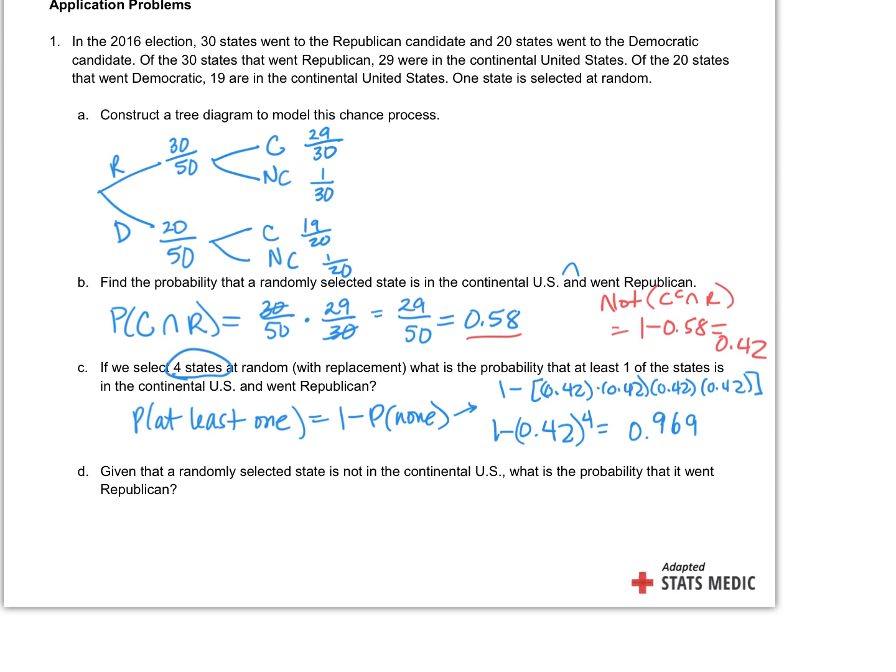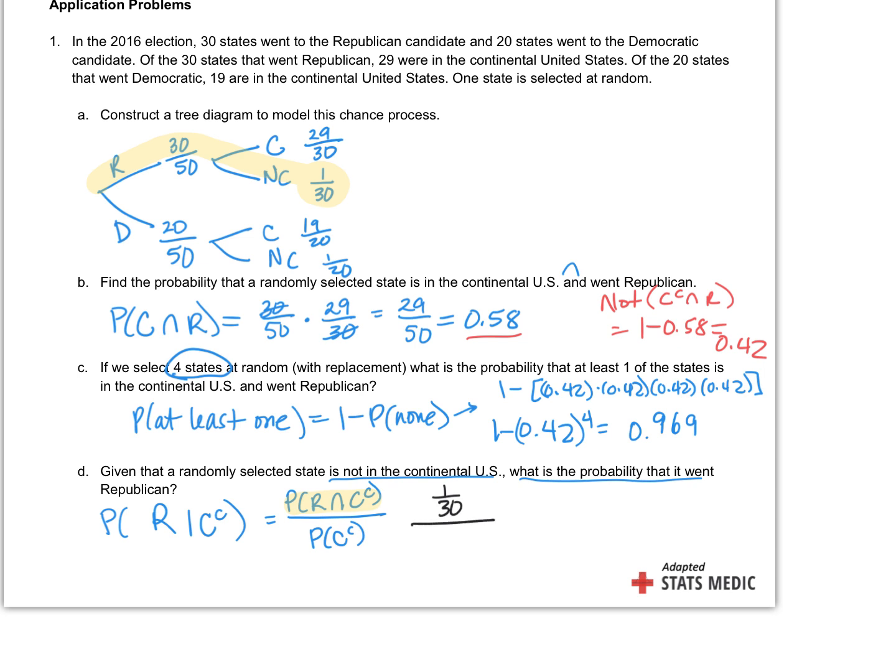All right. Given that a randomly selected state is not in the continental U.S., so this is the given, so not continental, what's the probability that they went Republican? Okay, not continental is my condition. So using our formula, that means I need to find the probability of Republican and not continental, and divide it by the probability that they're not continental. So let's look at our chart here, okay? Republican and not continental brought me right here, didn't it? 1 out of 30.